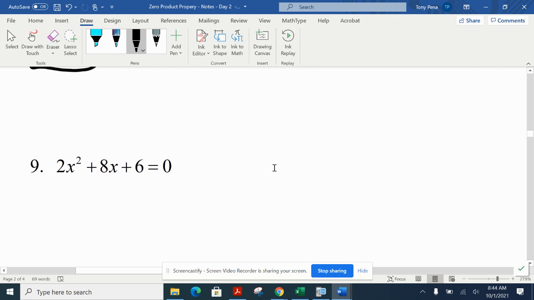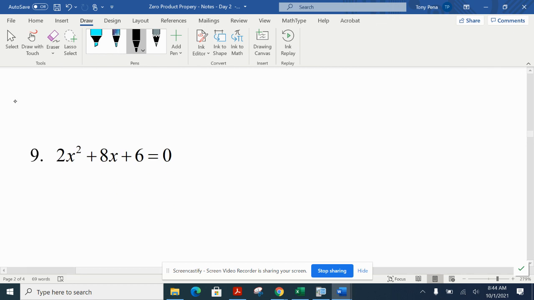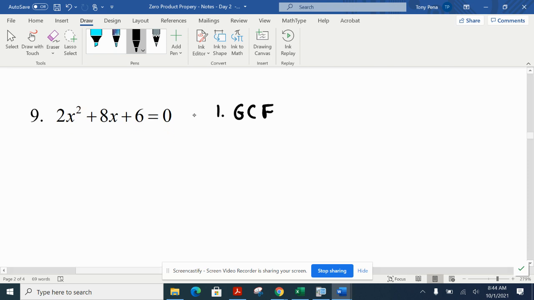Okay, last one we'll probably have to stop at. Number 9. Always look for a GCF first. I kind of hinted at this when I told you to do it. We do have one. I would think even numbers are always going to be the easiest to identify. These we can all pull out a 2 from. So you're going to pull that out. And then you get x squared plus a 4x and then plus a 3.